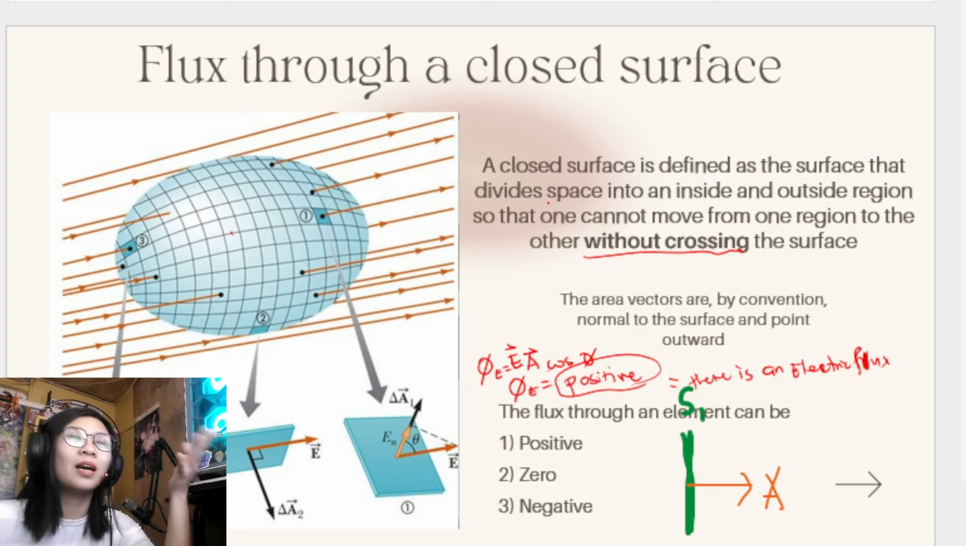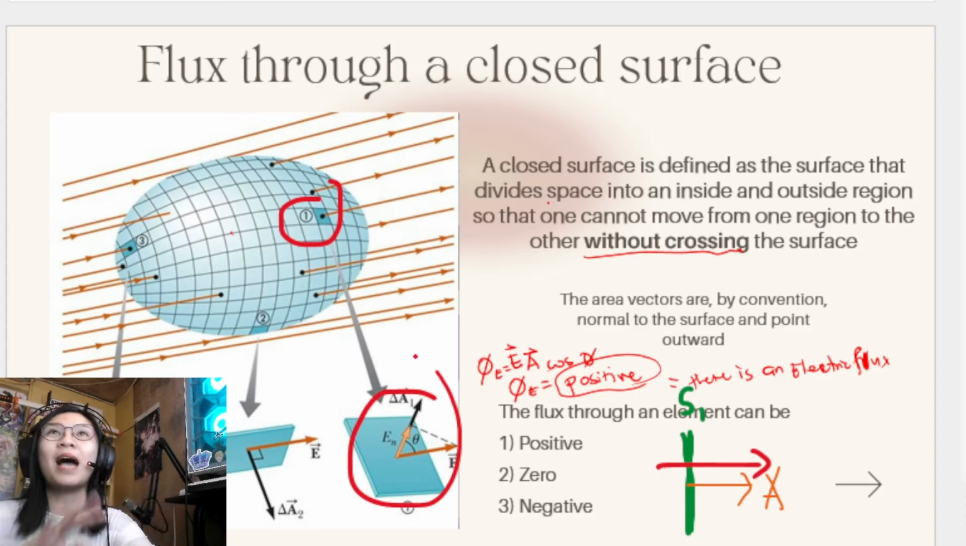Now, coincidentally, the electric field also travels outward through S1. So you can see here, it goes outward. Therefore, your E and A are parallel with each other. When they are parallel, that is cosine 0, and cosine 0 is positive 1. So it means your flux is positive for S1.